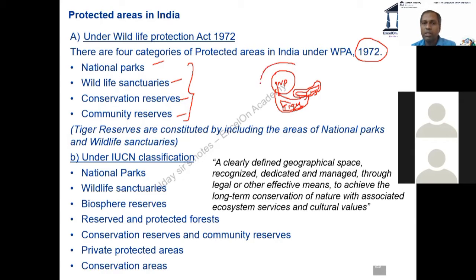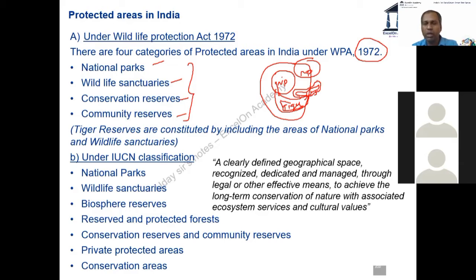A biosphere reserve can be something like this. It can include a national park partly or fully. It can include a tiger reserve partly or fully. It can include a wildlife sanctuary partly or fully. It can include 2 or more national parks also. So I want you to understand that it's not that a biosphere reserve is completely separate and a tiger reserve is separate, a national park is separate. No, there is a lot of overlap.